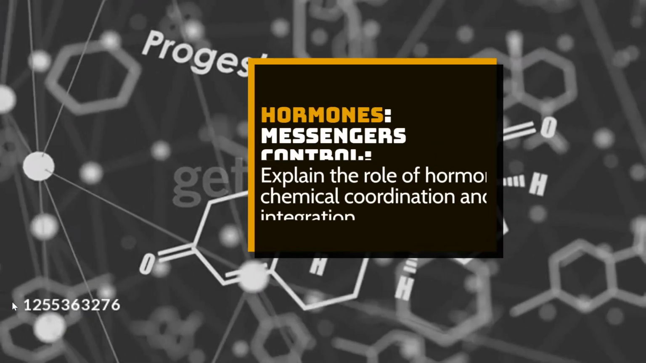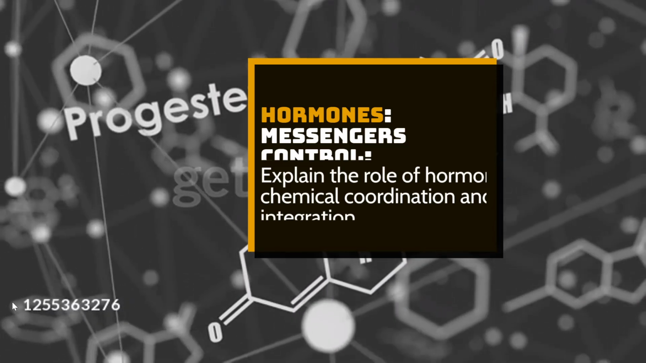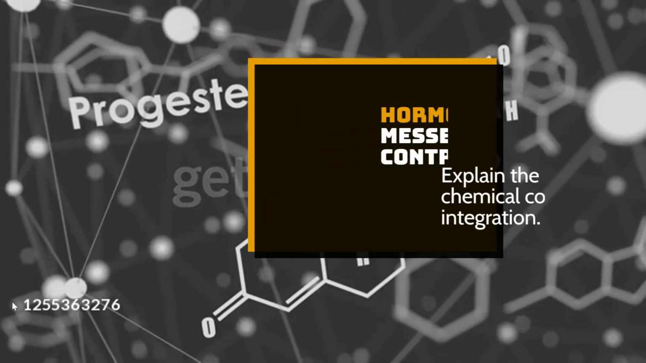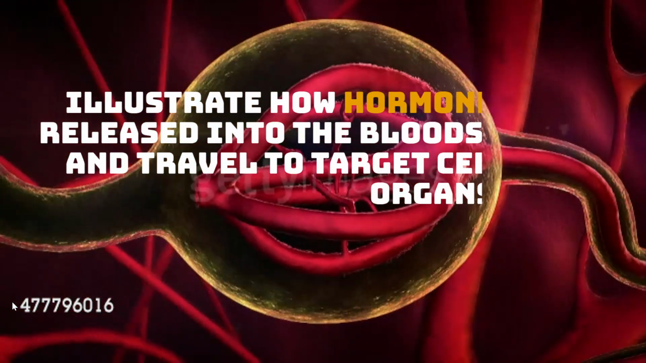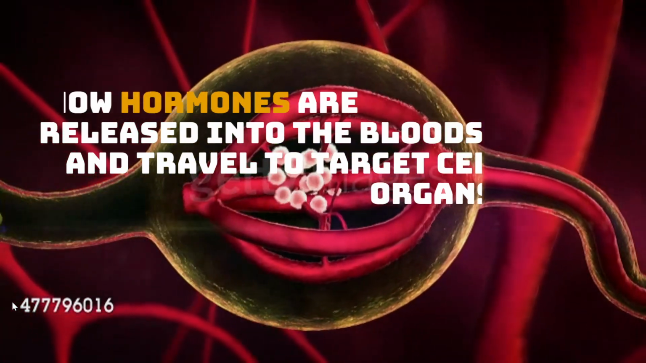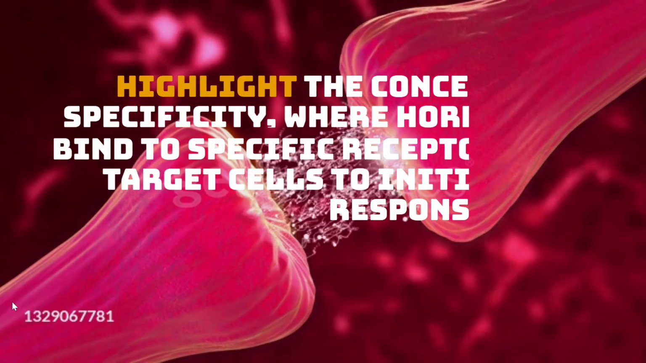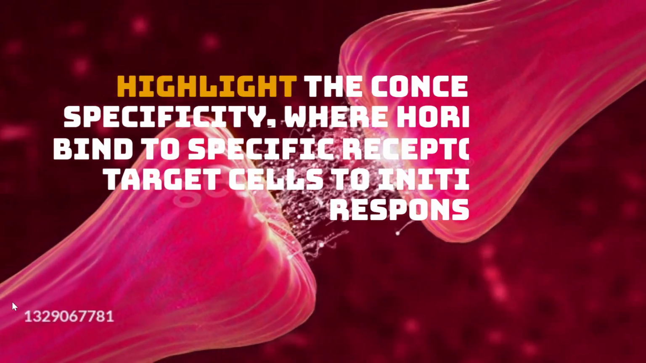Hormones, messengers of control. Explain the role of hormones in chemical coordination and integration. Illustrate how hormones are released into the bloodstream and travel to target cells or organs. Highlight the concept of specificity, where hormones bind to specific receptors on target cells to initiate a response.